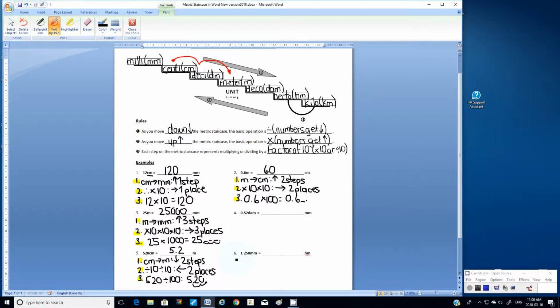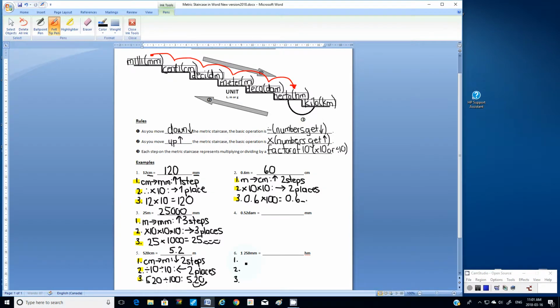Okay, number 6. So I'm going to put in my 3 steps. So let's see what number 6 is asking us to do. It's asking us to go from millimeters to hectometers, a new unit here. All right. So let's map it out. So we're going to start at millimeters, which is here, and we're going to travel to hectometers, which is way down here. So let's see. 1, 2, 3, 4, 5 hops down.